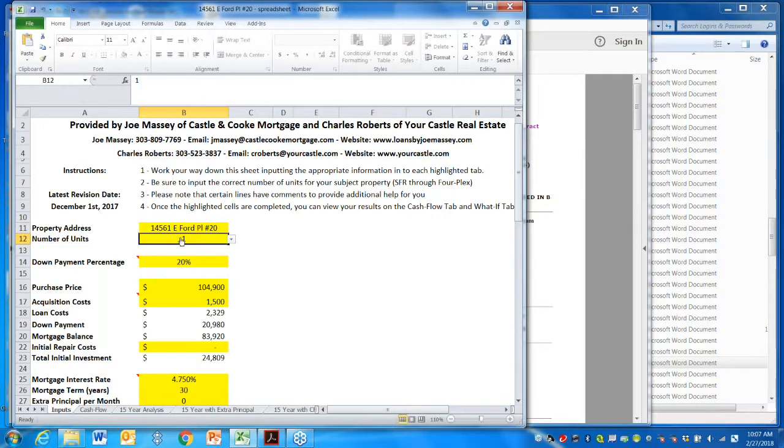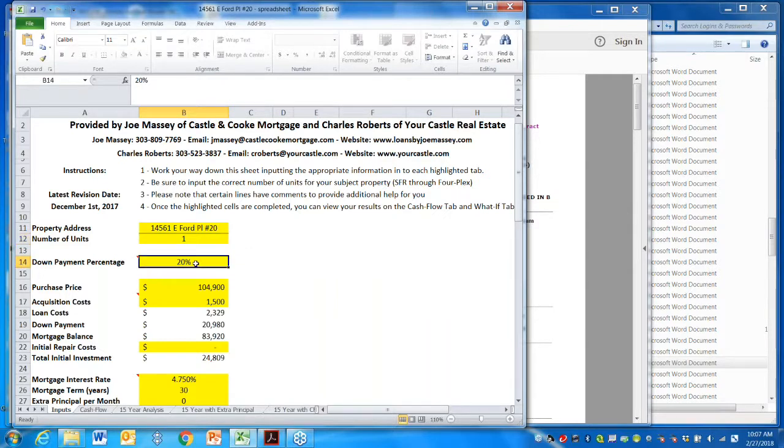Easy enough. Number of units. So Joe is a conventional lender. He works for Castle & Cook. He's an extremely productive loan officer, and he built this little spreadsheet. Now, he just does 1 to 4 units. So in this case, if this was a duplex, boom, I would just change it to a duplex right here, 2 units, and then he'd remind you that you probably have to put 25% down. But in this case, this is just a tiny little single-family condo.